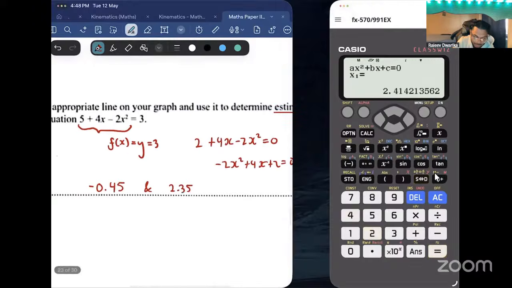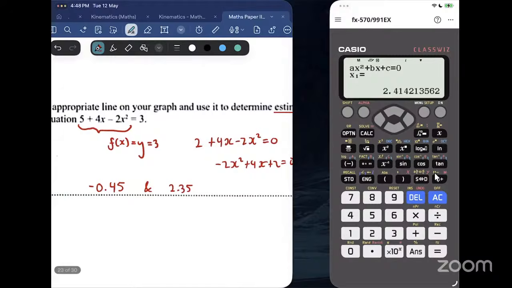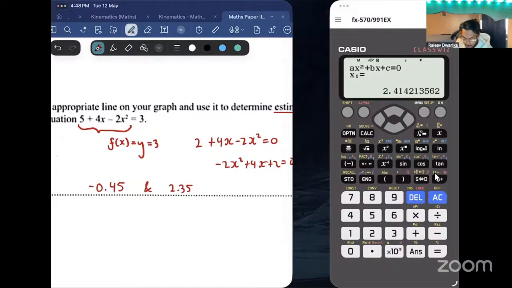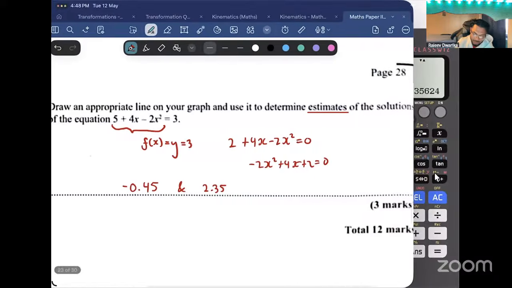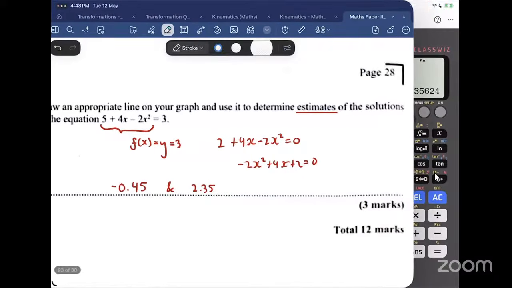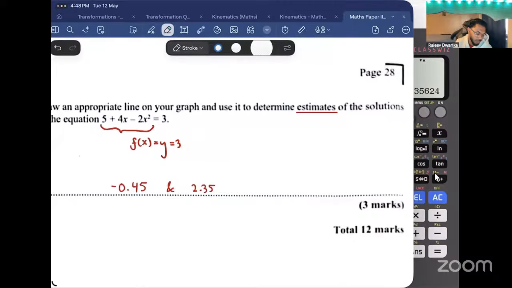So the exact answers are 2.41 and minus 0.41. I surely didn't know this though. You should get a little 1 mark or something.